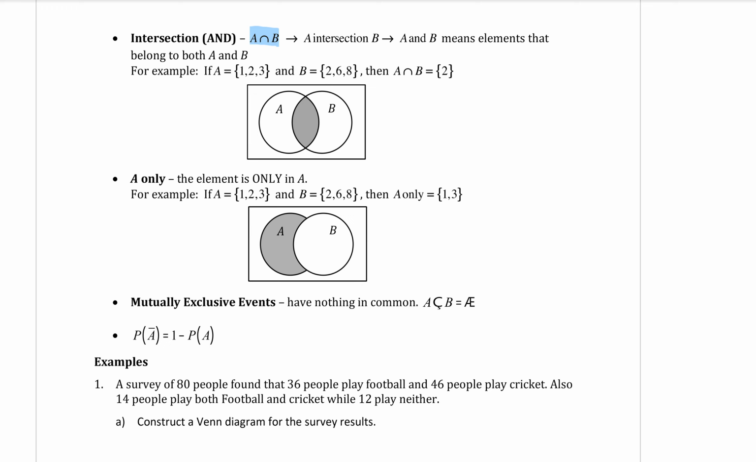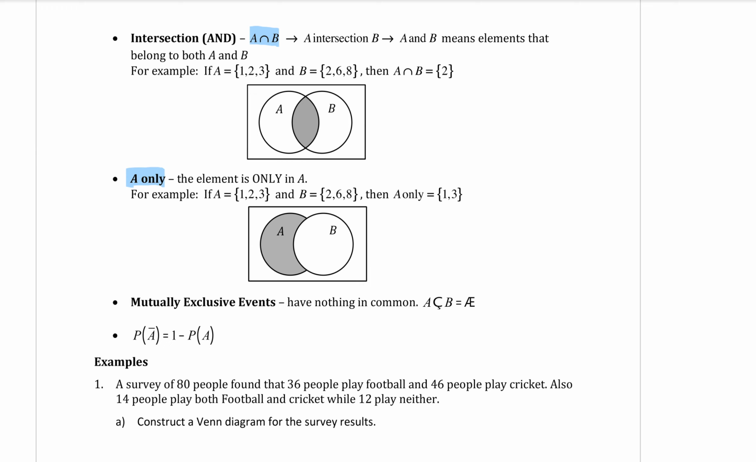Okay, next one. If I say I want only A, look out for that word only. It means you do not want to count the overlapping section, only the A part. So if I look at these numbers in A, 1, 2, and 3, 2, remember, is my overlapping number in both of them. So it's only the 1 and the 3, there would only be 2 things that are only A, because 2 is also in B. Yeah? All right?